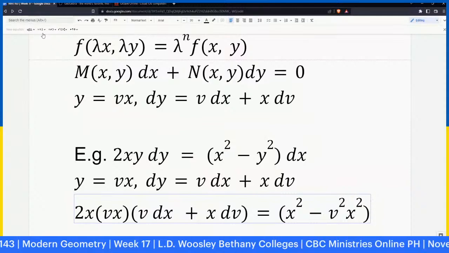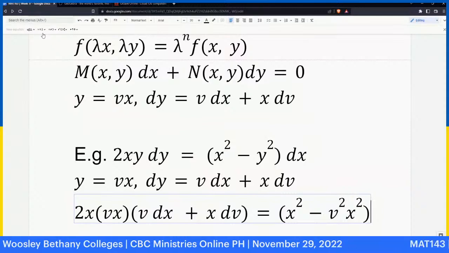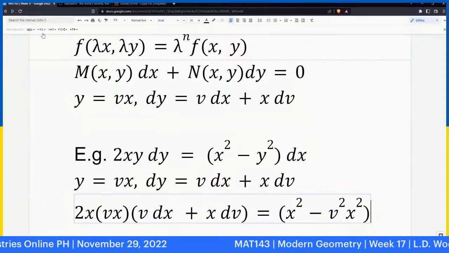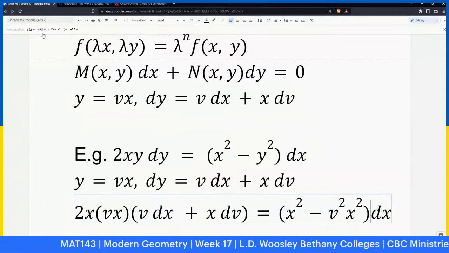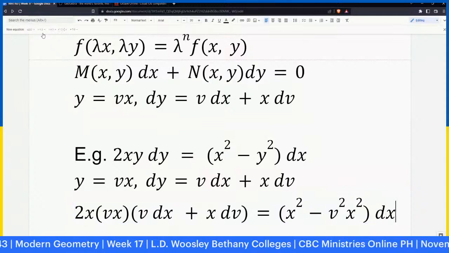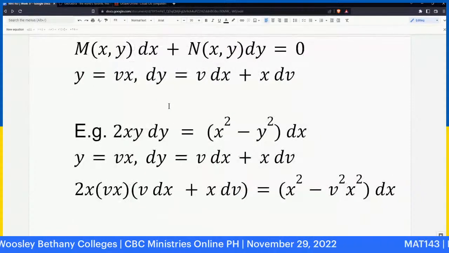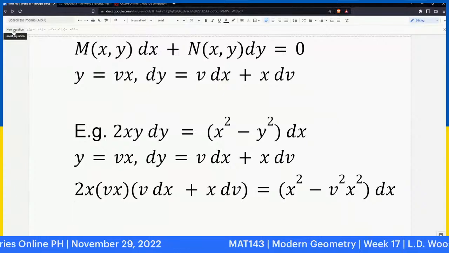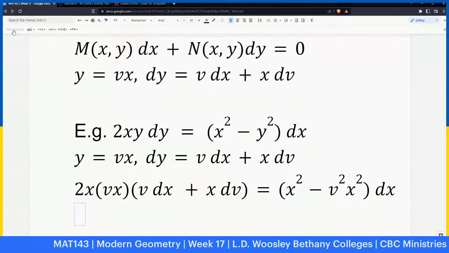Now, for this case, let me see if we will have some separability here. Okay. So medyo ano lang to, kailangan talaga ng hard work dito sa methodology na to. So for this first, can you simplify, Micaela, the left side?